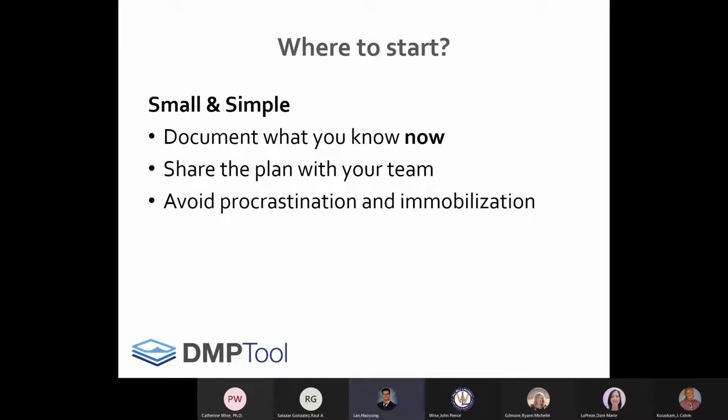Okay, so how to start? Let's say, for example, we start with a blank, right? There's not anything to get started. So the first good strategy is to start small and simple. The first thing is to document what you know now, just make a simple draft or plan to talk about what kind of information you have right now, and also share the plan with your research team. And most importantly, avoid procrastination and immobilization, and start right away in order to get a good data management plan.